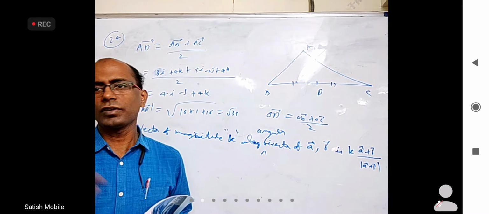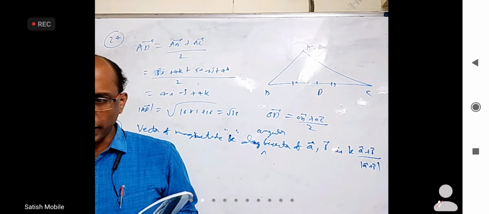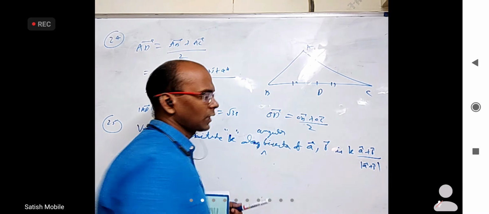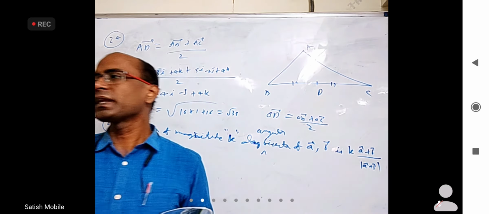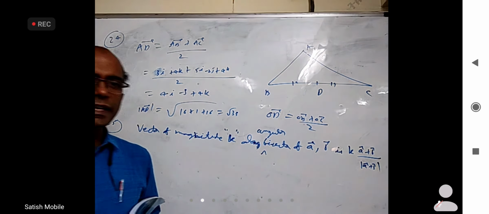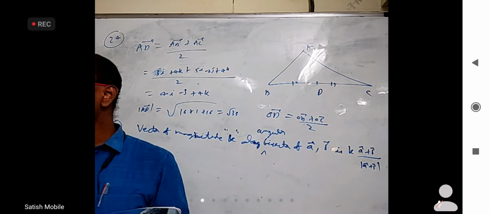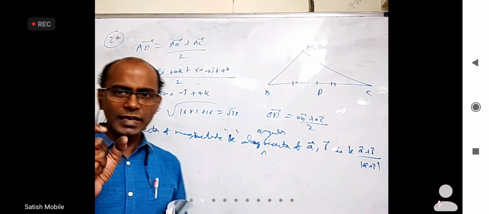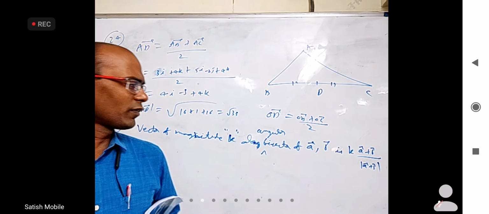A bar you convert into A cap by dividing its magnitude. B bar convert into B cap by dividing its magnitude. A cap plus B cap will come. Even though A cap is a unit vector and B cap is a unit vector, the sum need not be a unit vector. It is like i is a unit vector, j is a unit vector. Is i plus j a unit vector? No, rather magnitude is root 2. So by changing the angle between the two unit vectors, the resultant can have different magnitudes.